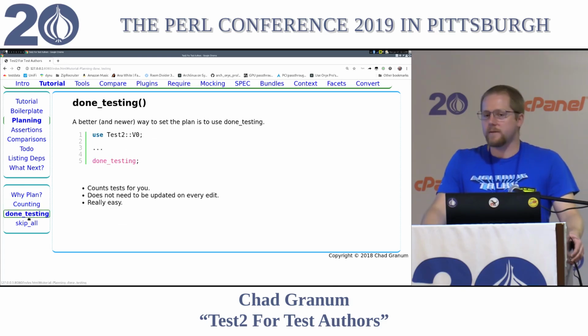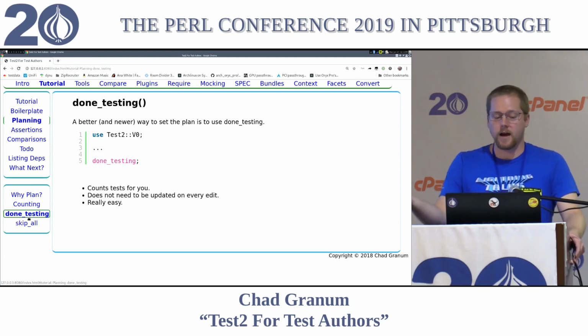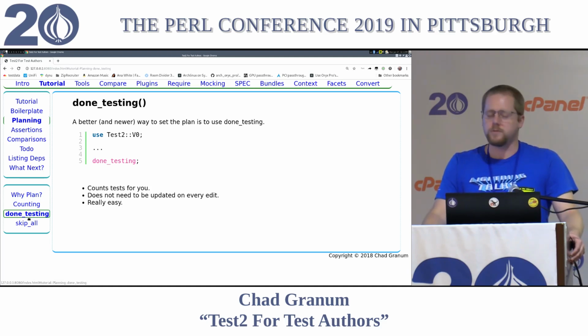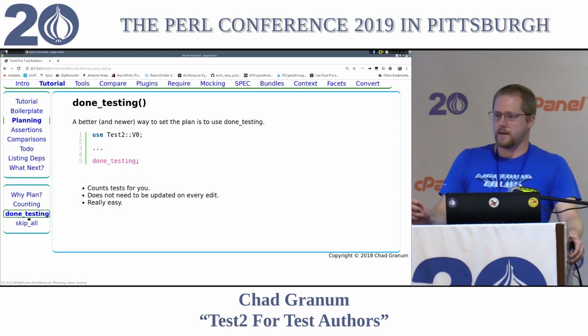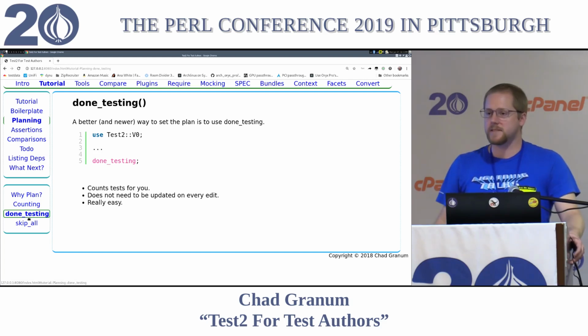done_testing is what I recommend. You put it at the end of all your tests. It'll output the plan automatically. You don't have to do any counting. And the fact that it got to done_testing means that, yeah, the script did not exit early. Do not put done_testing in an END block. That completely defeats the purpose of it.